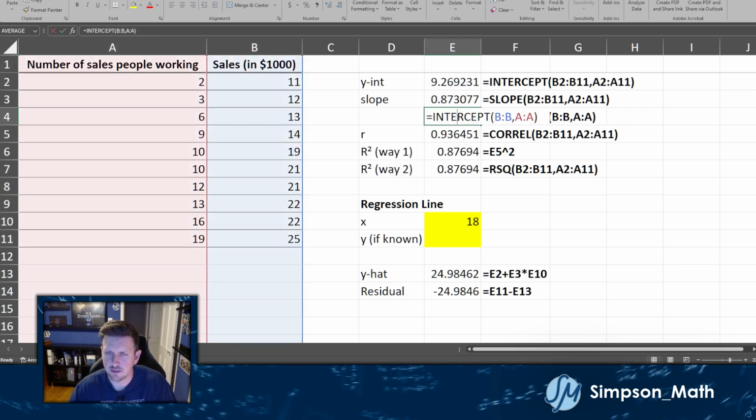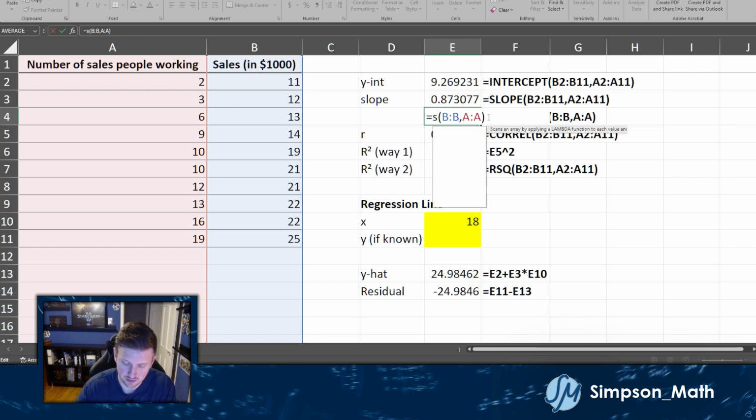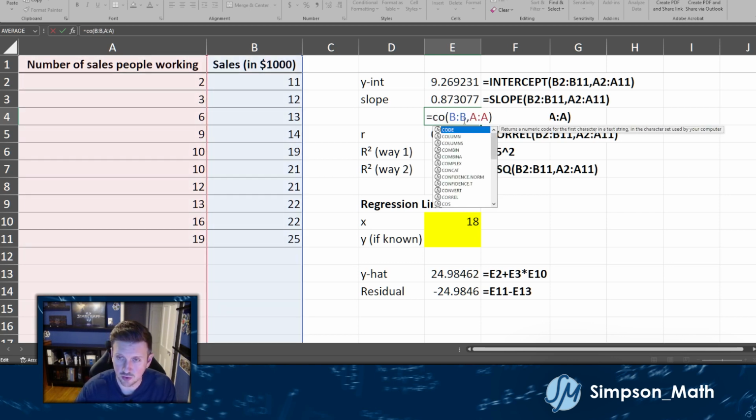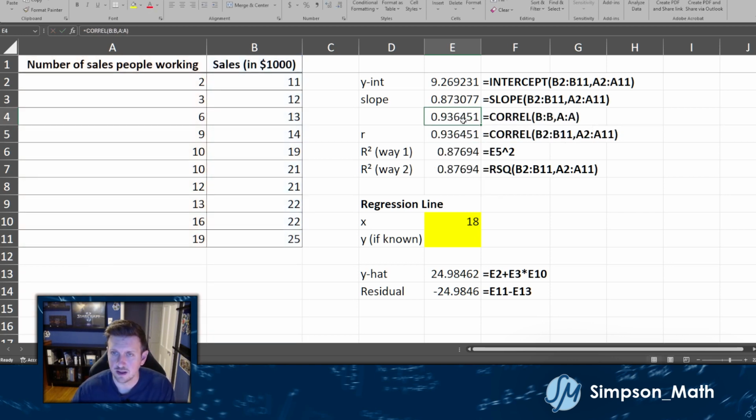Does slope do the same? Just trying things out on the fly. Slope. Yep, so it's ignoring the words. It knows that that's text. Does R do it? Or sorry, CORREL, C-O-R-E-L. Yep. And I bet RSQ does as well. Oh, well, I did a W. That's one way for it to not work. Yep, so that works. Cool. I'm going to delete that so we don't have that confusion there.